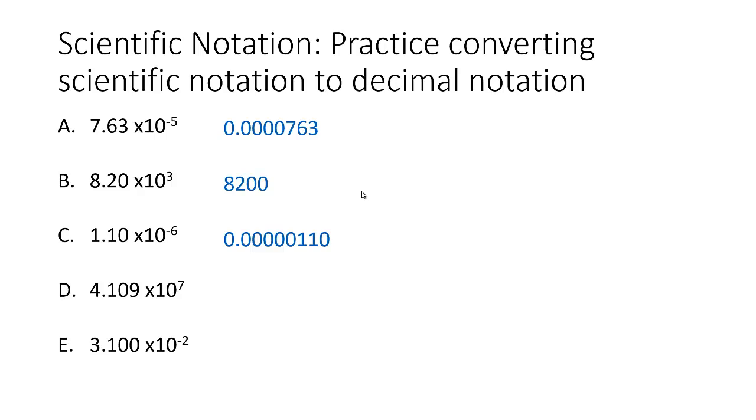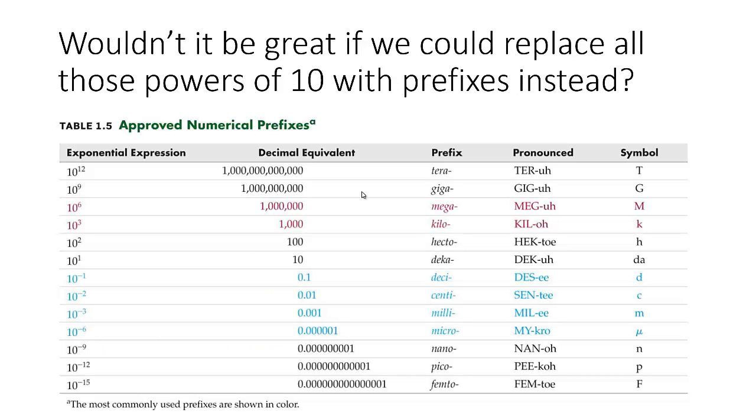For letter D, we have 4.109 times 10 to the 7th, so that number needs to get bigger. Remember, those positive exponents are big numbers, so make that decimal bigger, and you can see it got a lot bigger. And then for E, once again the exponent's small, it's negative, so 10 to the negative 2 means this 3.1 number should get smaller, and it does. So I hope you did a good job practicing those.